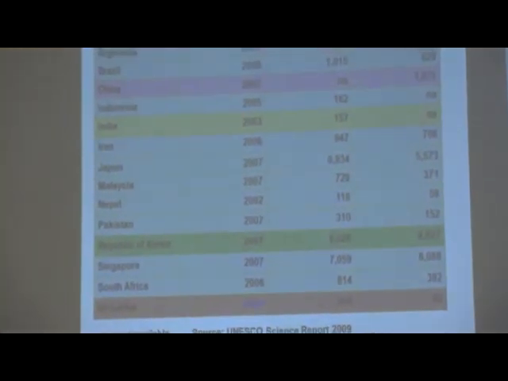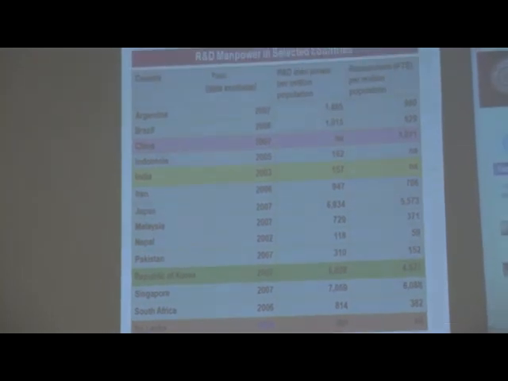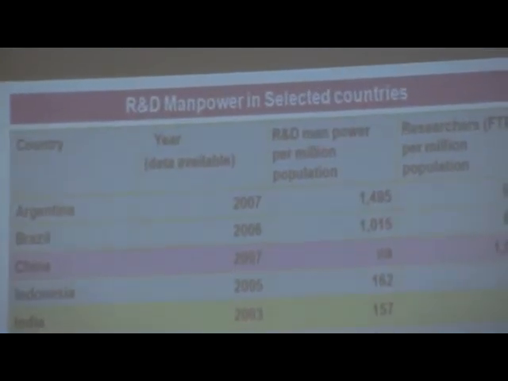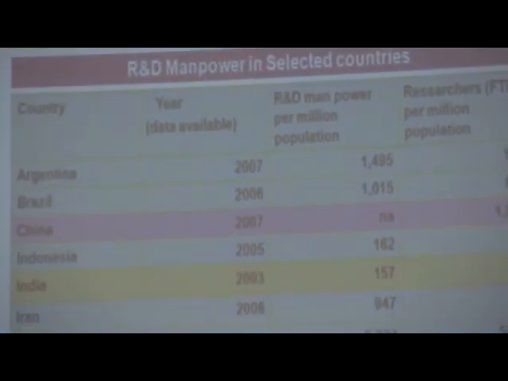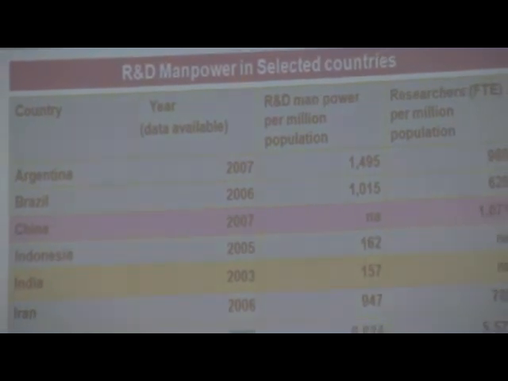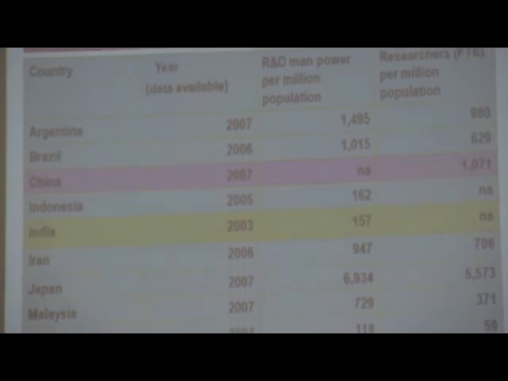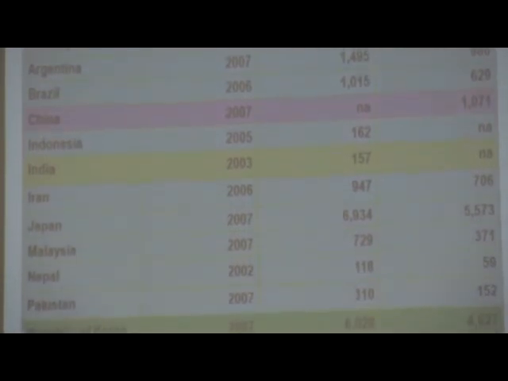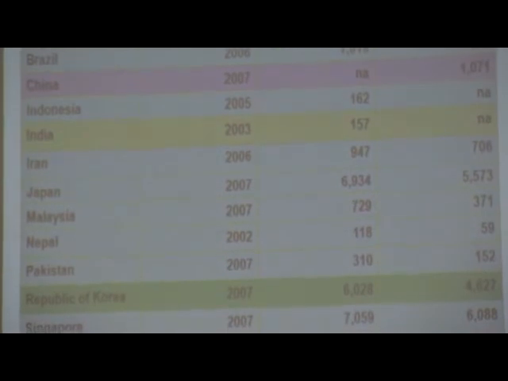Then I will give you statistics of the scientific community, which is also important, our R&D manpower. I have shown the selected countries here. You see, India, of course, there are no figures after 2003 in the Science Report 2009 UNESCO report. But see Republic of Korea, then Japan, then Brazil, Argentina, and Singapore, the number of R&D manpower per million population. And also researchers, that is full-time equivalent per million population, I will come back to full-time equivalents.